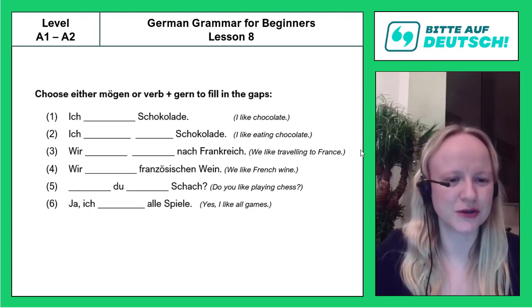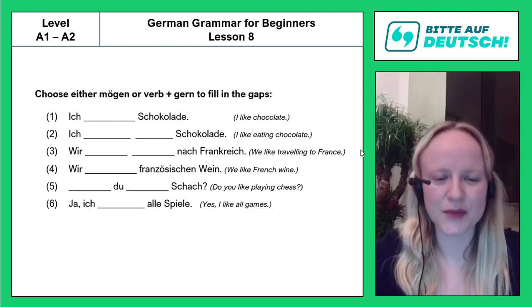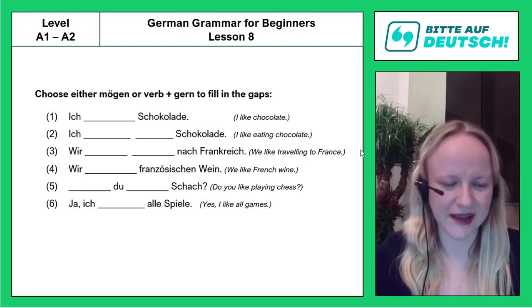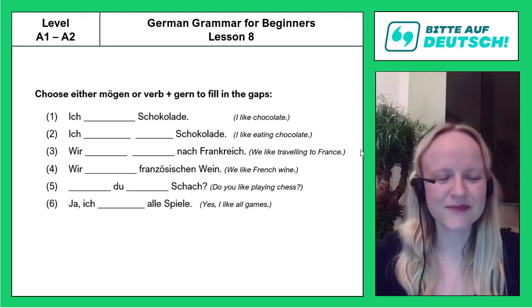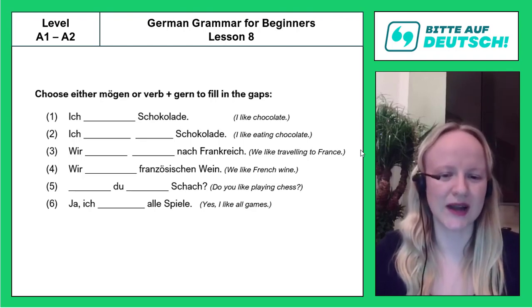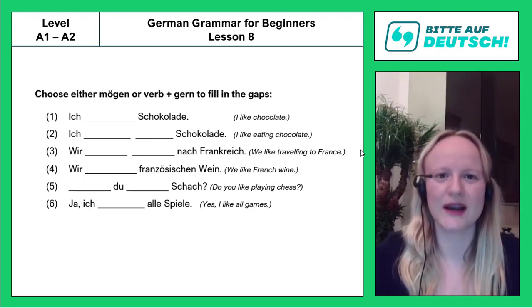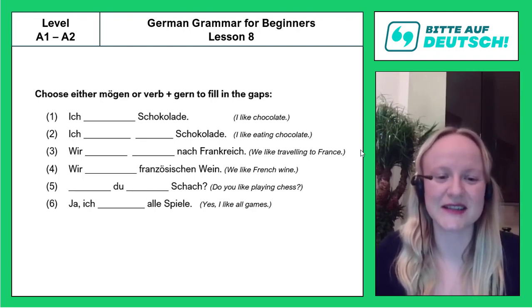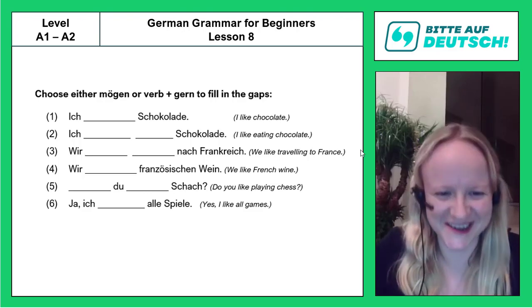Here we wanted to choose either the verb mögen or another verb plus the adverb gern in order to fill the gaps here and create meaningful sentences. So let's start with number 1. Ich Schokolade. We are wanting to say I like chocolate. So what is it that we like here? It's an object, right? It is a thing. So Schokolade is the object of our desire.